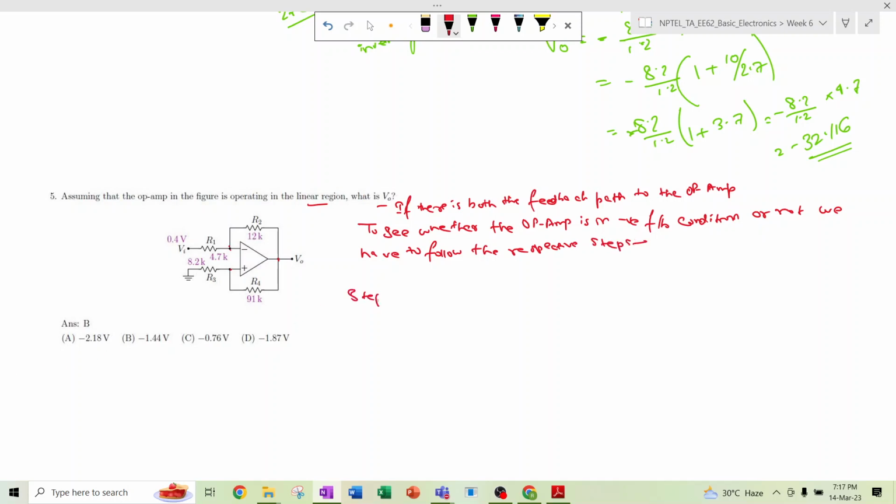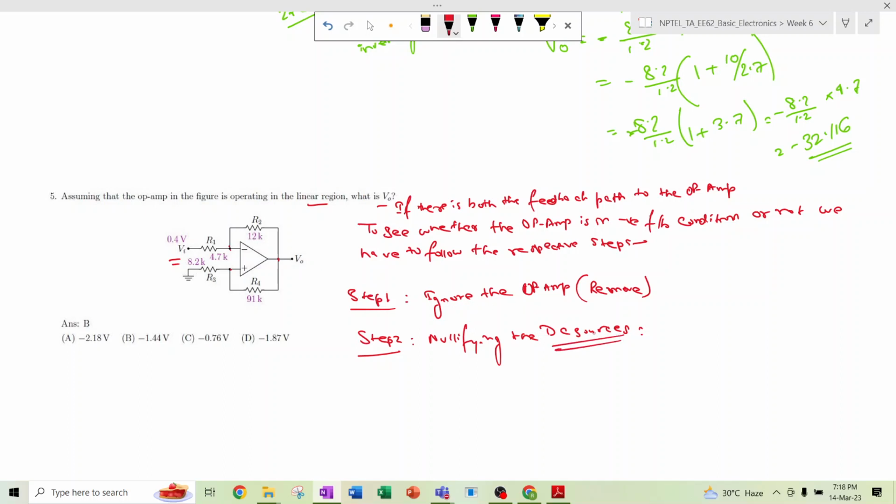Step 1, ignore the op amp, that means remove the op amp. Okay, step 2, nullifying the DC sources. That means if we are applying Vi, we connect Vi to ground, or if there is any current source then that will be open circuit, right? So all the input sources we are nullifying.